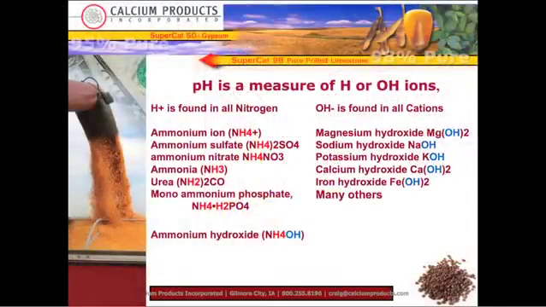Decaying organic matter will also cause acidity. But our #1 source, again, is nitrogen. So if we're applying nitrogen, we need to be applying limestone to adjust that pH.